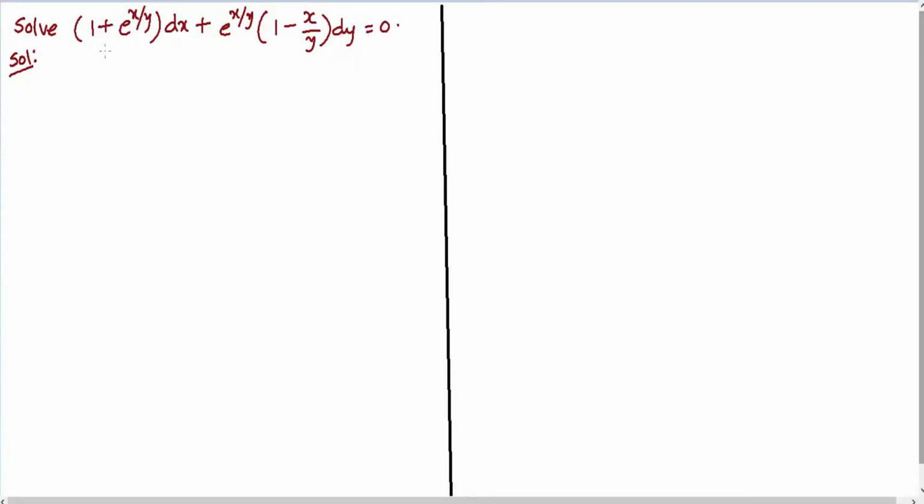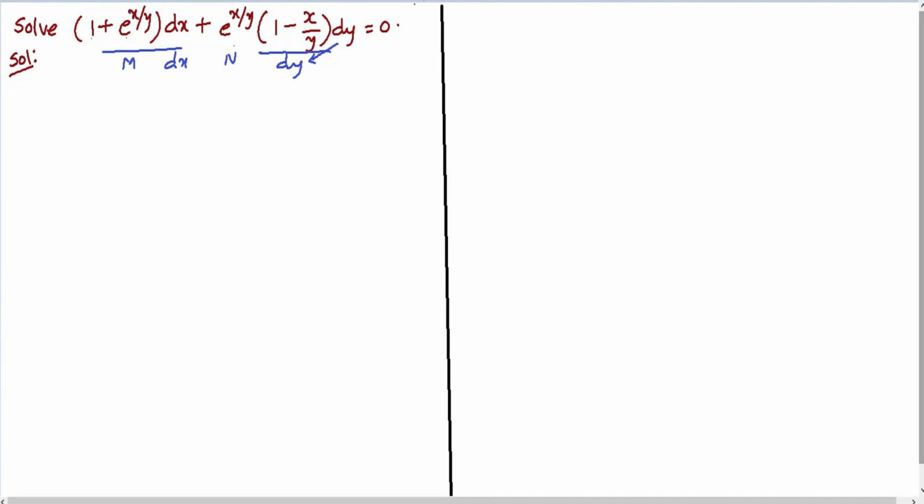This is the next problem on the concept of exact equations. See the statement. Solve (1 + e^(x/y)) dx + e^(x/y)(1 − x/y) dy = 0. Clearly here also we are observing that the given differential equation is in the form of M dx + N dy = 0.